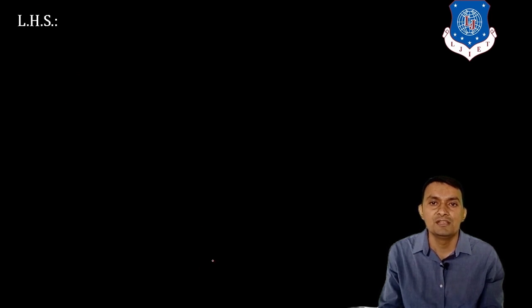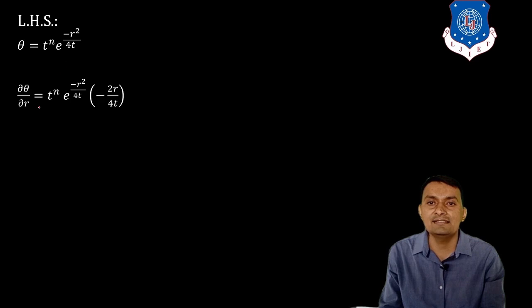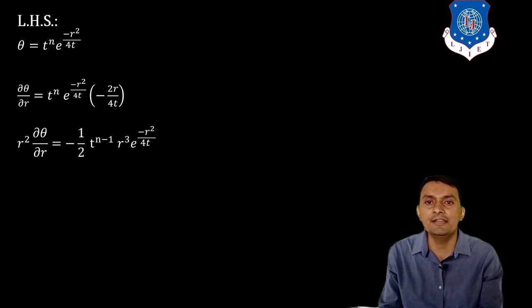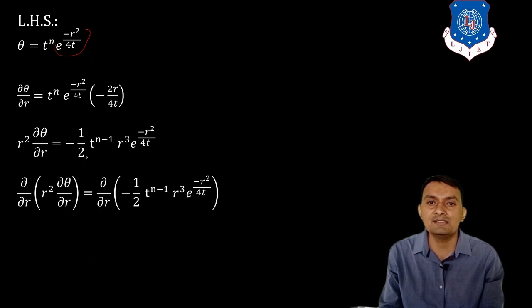But when we observe the LHS, theta is there, so we want the first partial derivative with respect to r. So r is contained here, so t raised to n is a constant quantity, and the exponential is there. So what we are going to get is minus 2r divided by 4t, but when you simplify and multiply by r square, you are going to get minus 1 by 2, t raised to n minus 1, r raised to cube, e raised to minus r square divided by 4t. But again, I want the derivative of this one with respect to r. So I have to use the product rule because this also contains r. Again, this function contains r.